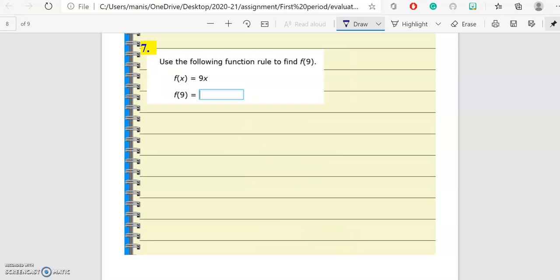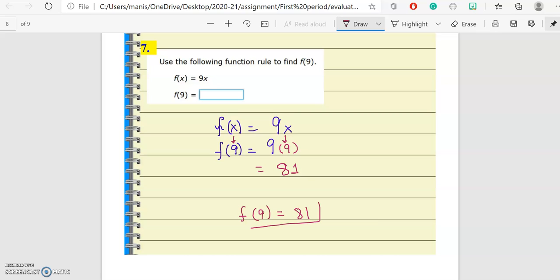Question number 7 says use the function rule to find f of 9. So the function rule is f of x is equal to 9 times x, and we have to find f of 9. Now my question to you is this: what is the value of x? The value of x we have been given is 9. So at this place I will write 9. What is 9 times 9? That's your 81. So f of 9 is equal to 81. This is my answer.